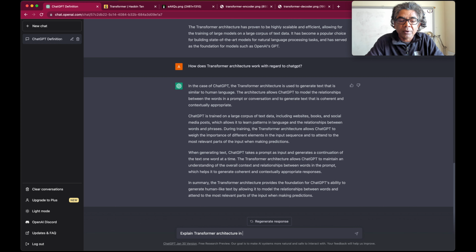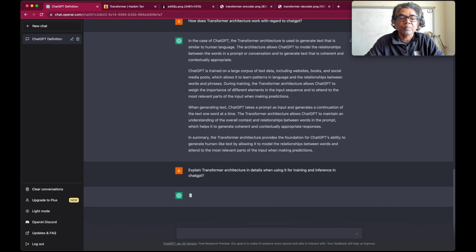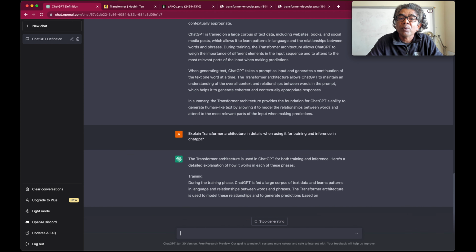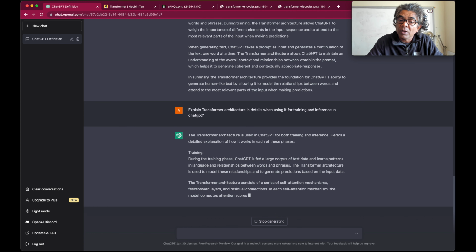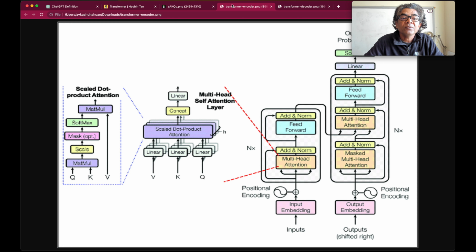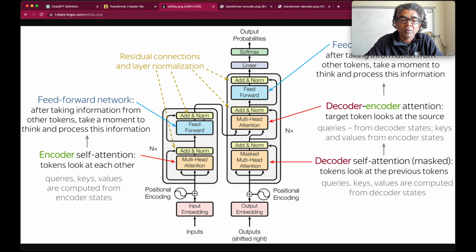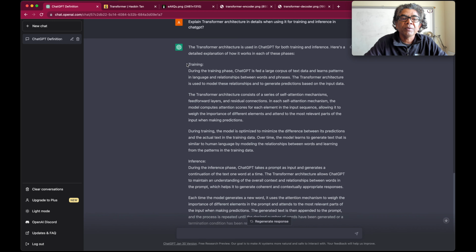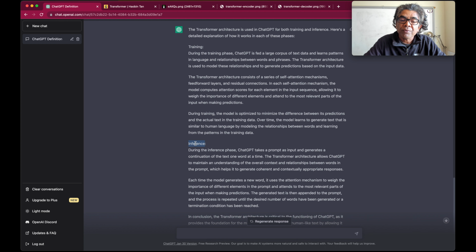Explain transformer architecture in details when using it for training and inference in ChatGPT. So now we are going to go a little deeper and try to understand how the transformer architecture works for training, and how it works for inference, because this is the transformer architecture which is used for training and inference. So here we have the detailed information with regard to the training architecture and the inference architecture.